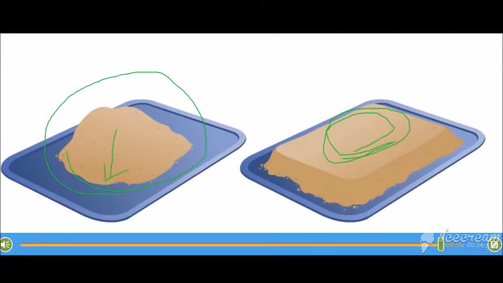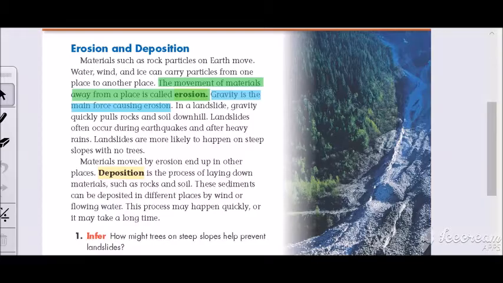It is the same thing that happens in landslides of soil, mud, or sand, and it is caused, of course, by water, ice, or wind. Wind, water, and ice can carry particles from one place to another. So this movement of materials is called erosion. And the main cause for this is gravity. Gravity is the main force that causes erosion.